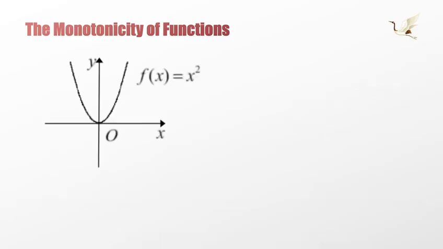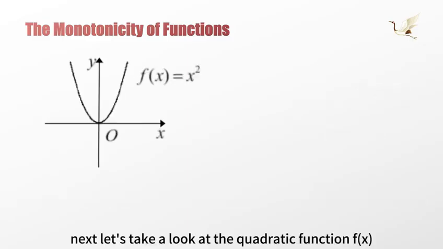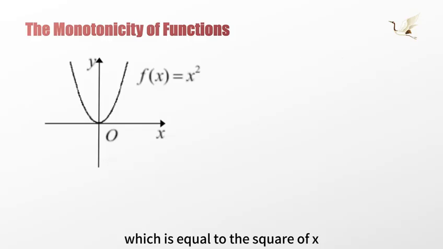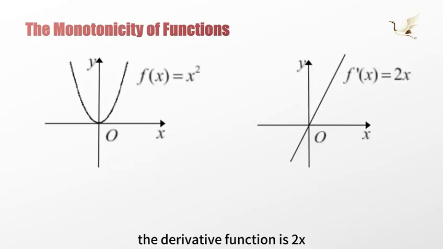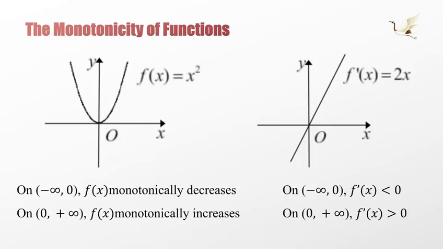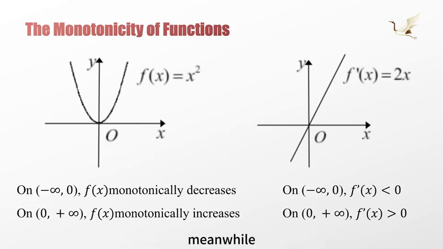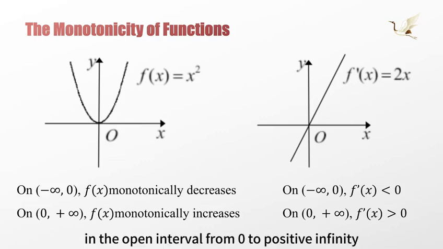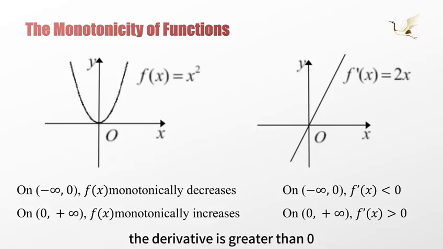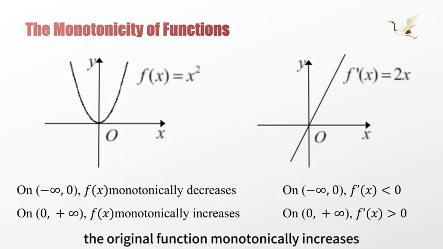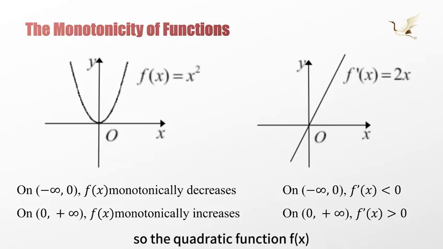So it can be seen that the proportional function f(x) = x satisfies our conjecture. Next, let's take a look at the quadratic function f(x) = x². The derivative function is 2x. And it was found that in the open interval from negative infinity to 0, the derivative is less than 0. On this interval, the original function monotonically decreases. Meanwhile, in the open interval from 0 to positive infinity, the derivative is greater than 0. On this interval, the original function monotonically increases. So the quadratic function f(x) = x² also satisfies our conjecture.